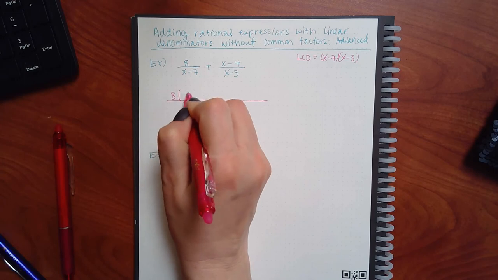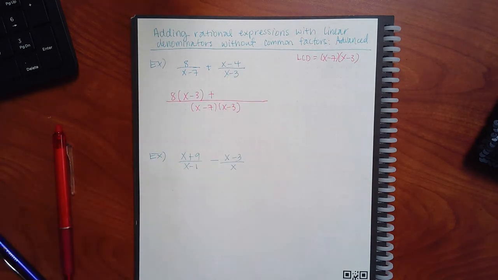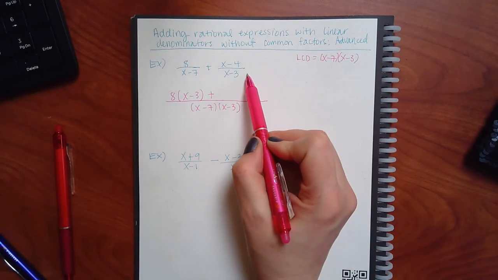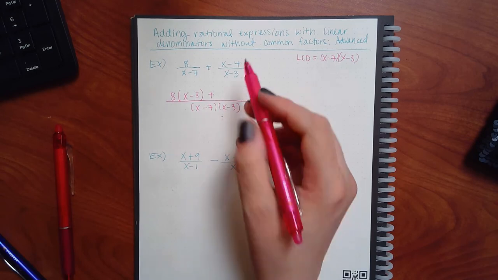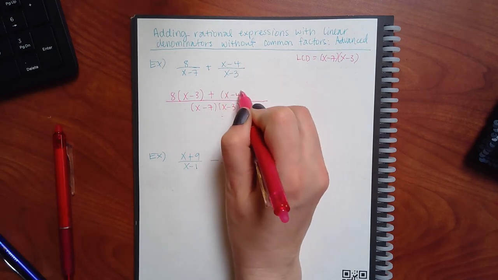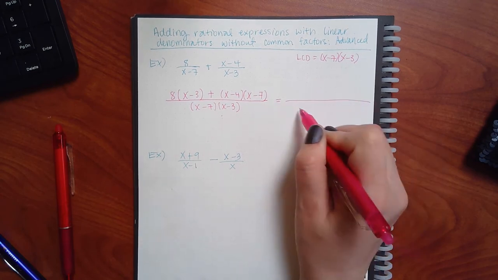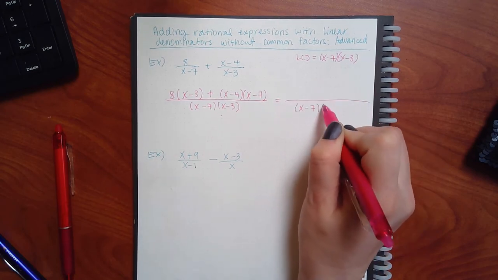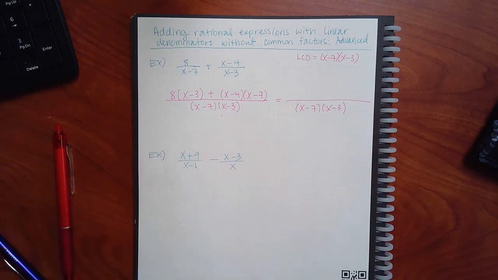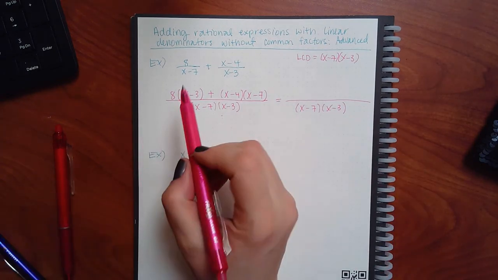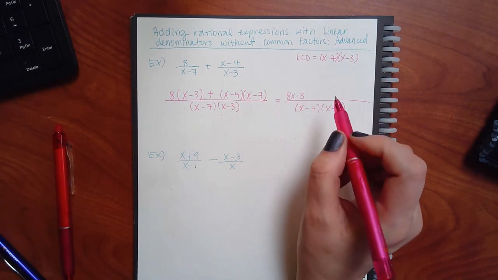So all I'm going to have here is that times x minus 3. On the other side, I'm going to multiply this by x minus 7 and x minus 7. So then they'll have this at the bottom, right? But at the top, I have to actually multiply that out. So the bottom, do not multiply the bottom out because you're going to have to factor it again anyway. So there's no sense in going forward if we're going to have to go backwards, right? Just multiply the top. So I get 8x minus 3.